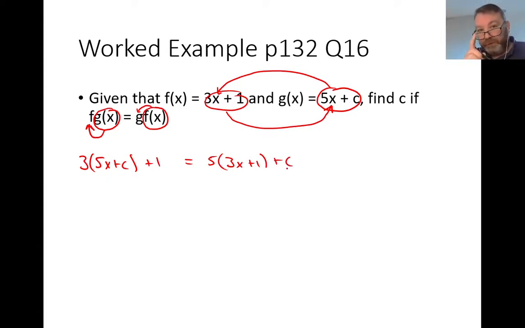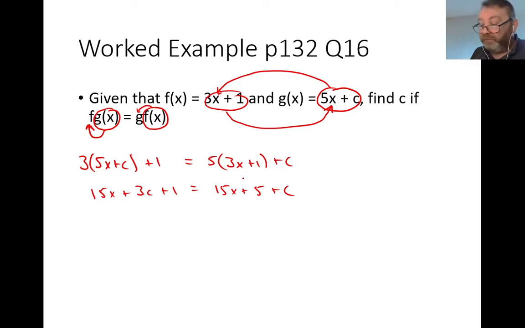Now notice, and this is something we did in algebra at the very beginning, that c is the only variable present. So this can be solved for c. So let's do what the brackets tell us to do. 15x plus 3c plus 1 is equal to 15x plus 5 plus c. Do you see that? So 3 5s are 15. 15x plus 3c plus 1 equals 15x plus 5 plus c.